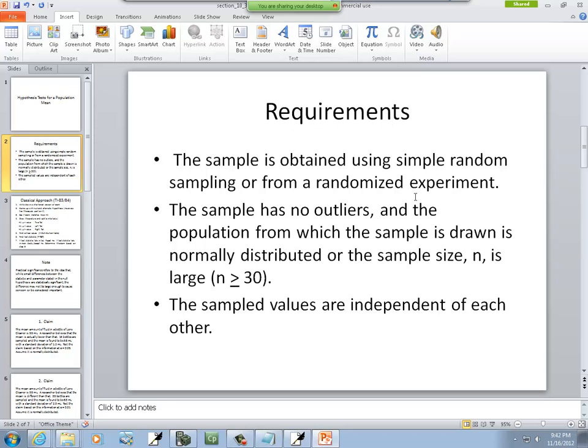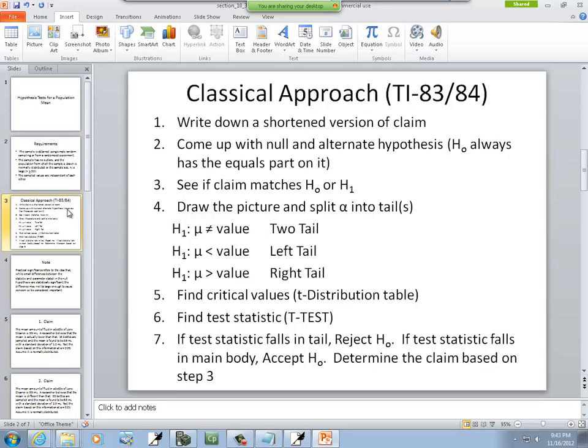The requirements for this: the sample is obtained using simple random sampling or from a randomized experiment. The sample has no outliers, and the population from which the sample is drawn is normally distributed, or the sample size n is large, n is greater than or equal to 30. And the sample values are independent of each other. Now we're going to assume all these are true for the examples I made up. I'm not very good at making up examples, so we'll run with these assumptions, even if it doesn't say it.